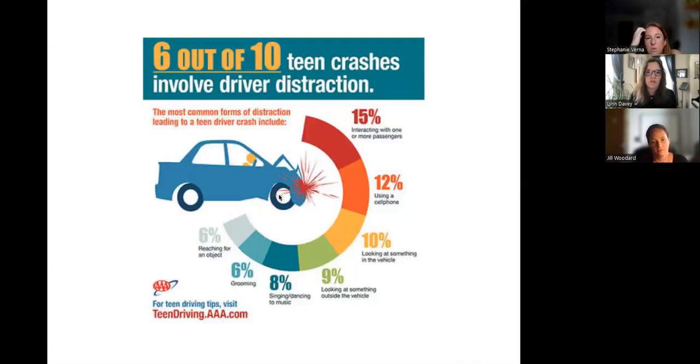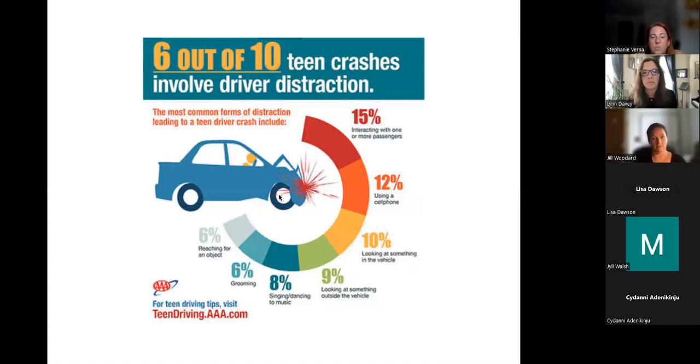This one I found interesting from AAA. Again, it's blurry because of me, not because of it, but 6 out of 10 teen crashes involve driver distraction.